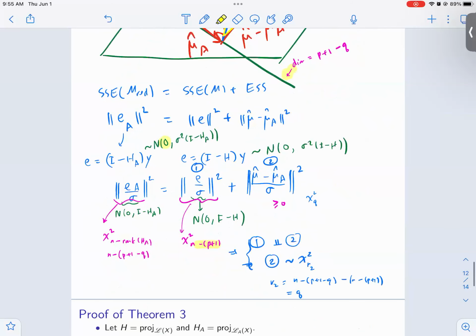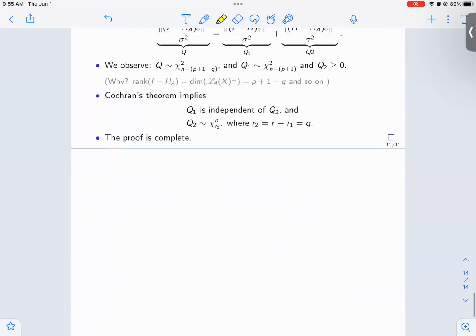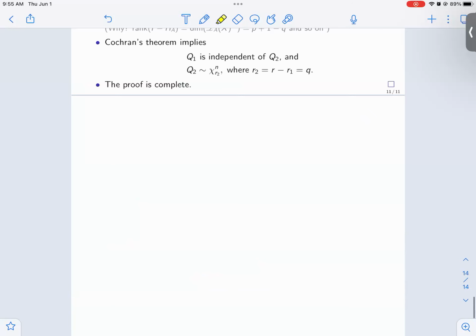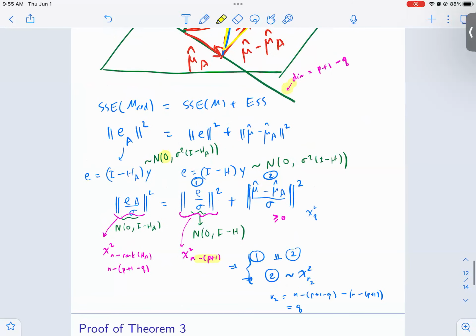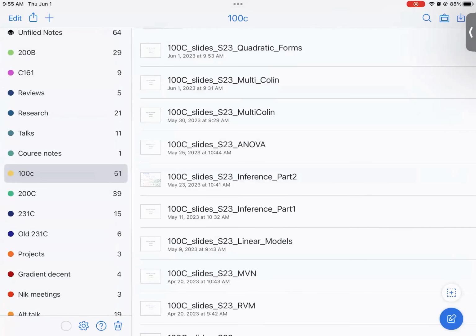Okay, questions about this? This is just a summary of the proof, and so we're done with these slides. Done with quadratic forms, done with the F-test, ANOVA, and general linear hypothesis testing. No questions? Then let's move on.